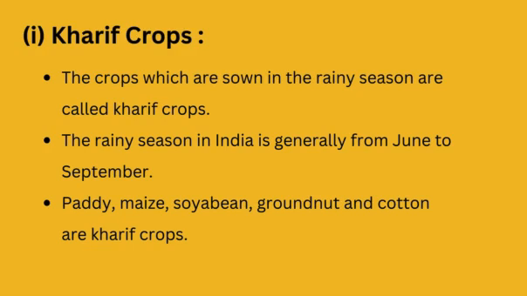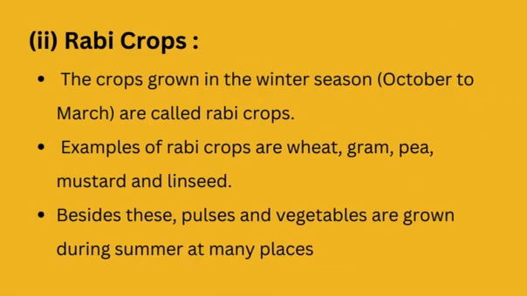Then what about Rabi crops? Yes, the crops grown in the winter season, October to March, are called Rabi crops. Examples of Rabi crops are wheat, gram, mustard, etc. Some of the pulses and vegetables are grown during the summer season at many places. So this is the basic knowledge about crops.